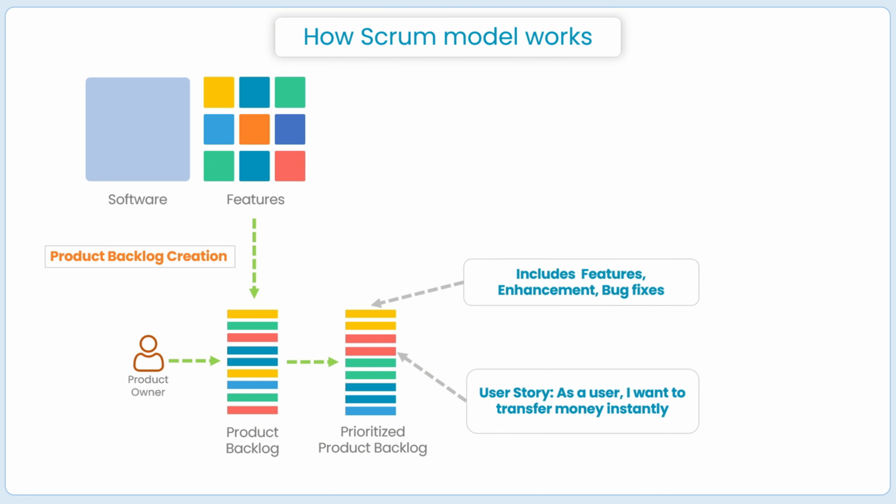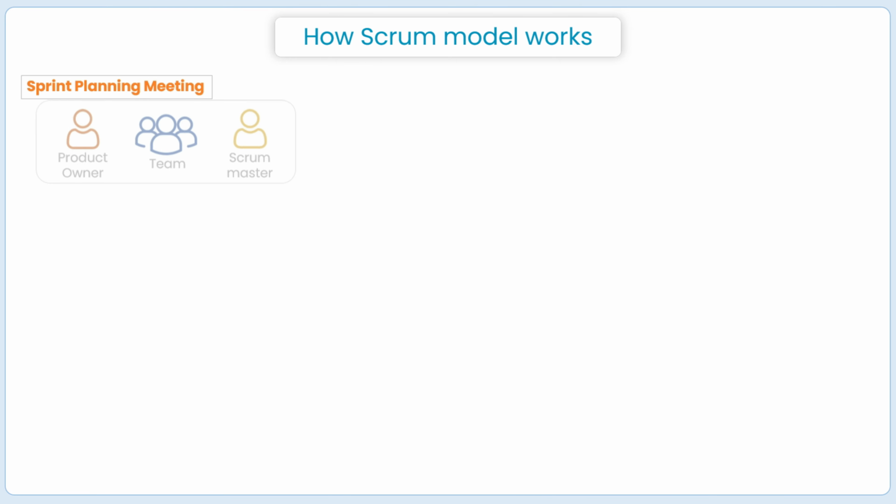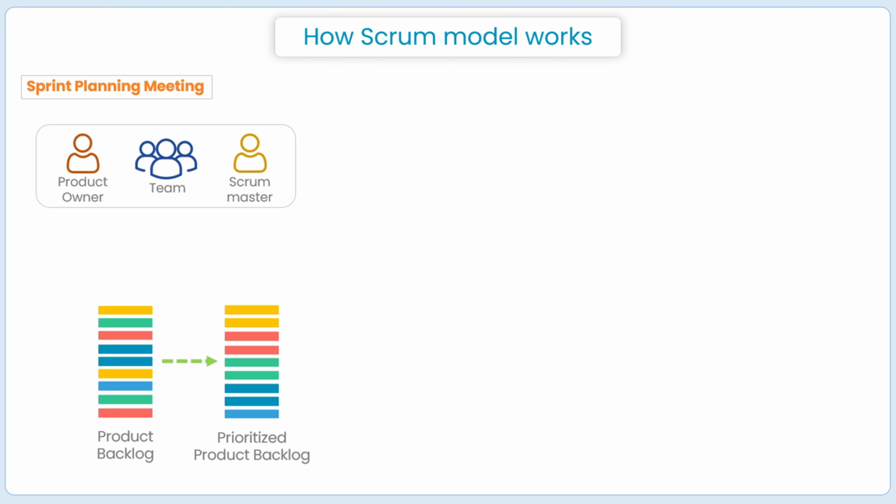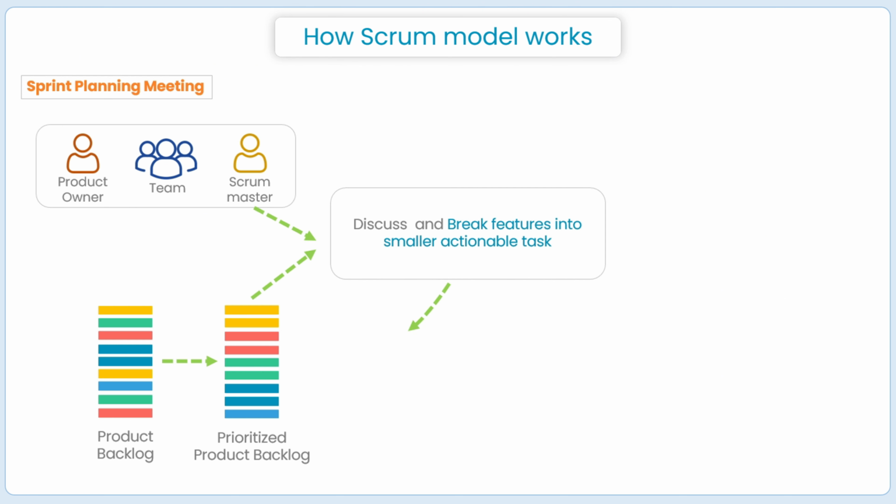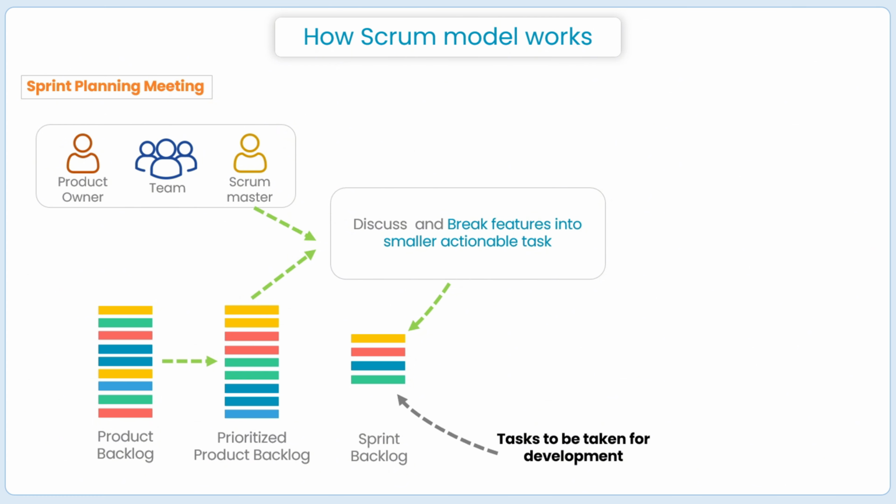Okay, the next step is sprint planning. Before the development begins, the team meets for sprint planning. The team will discuss the high priority features in the product backlog, break them down into tasks and add them to the sprint backlog. So in short, a sprint backlog is a list of items to be taken for development in the current sprint.